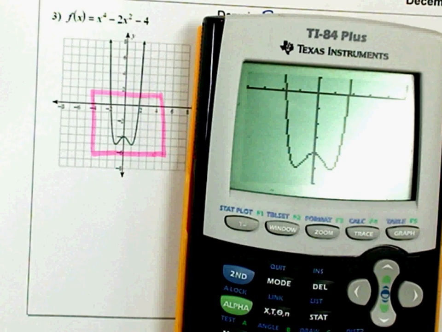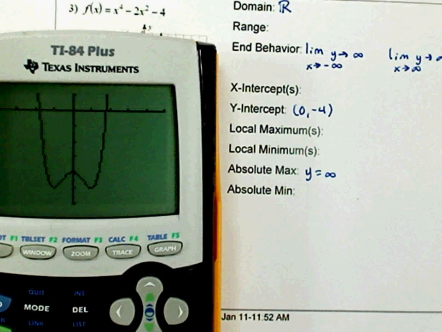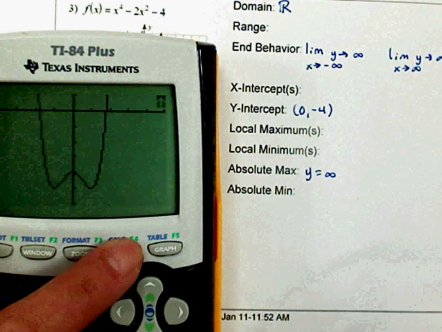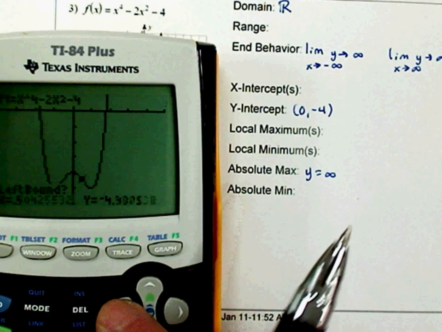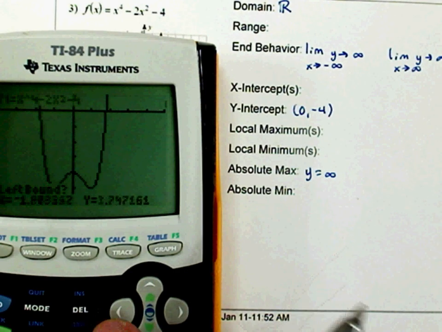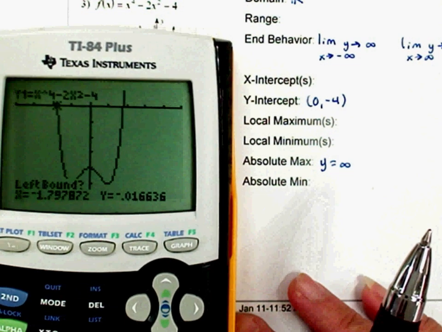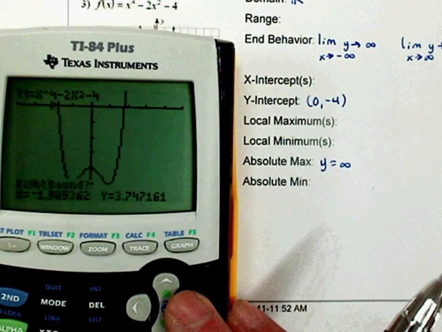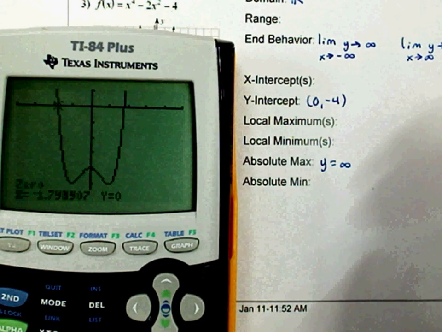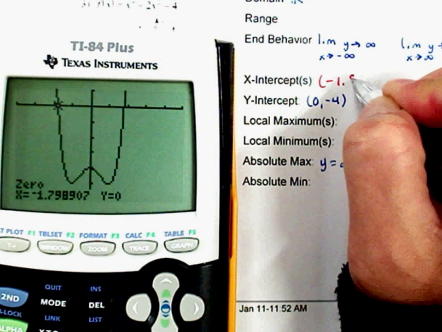Alright. Let's go ahead and find our x-intercept first. Ready? How many should I have? 2. So second calc, 0. And I'm just going to go straight through instead of one at a time. Okay? Watch. There's my x-intercept. Left bound, 2 to the left. Right bound, to the right. Enter. So what is your x-intercept? -1.80, comma 0. Okay?